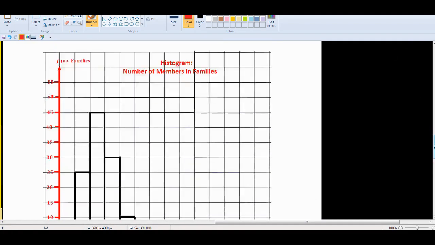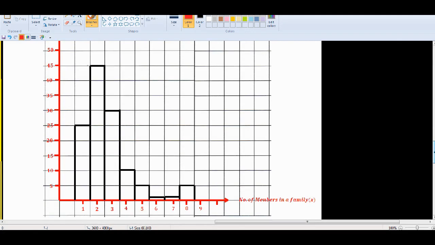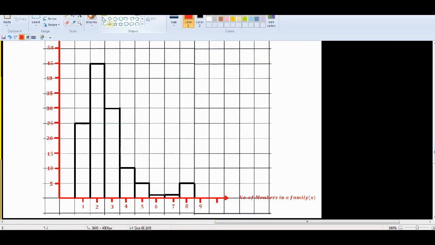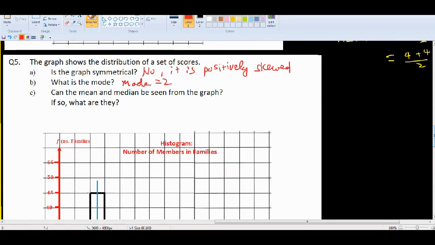So what is the mode? The mode should be the most frequent data. So the highest frequency is 45, right? And the data for it is 2. So the mode is 2. Can the mean and median be seen from the graph? If so, what are they?